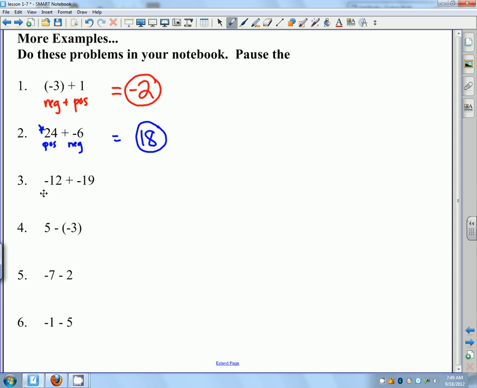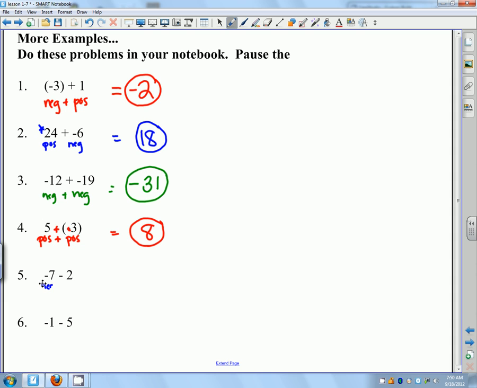Now here I have a negative plus a negative, and I know my answer is going to be negative, and then I just add the two together. So I add them together, 12 plus 19, and I get 31, and it's negative because a negative plus a negative is a negative. Here I have a positive minus a negative 3, which means positive plus a positive, because I'm going to change my sign to a positive, and then this goes away. So then my answer is positive 8.